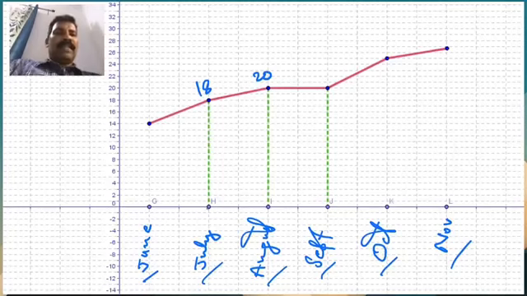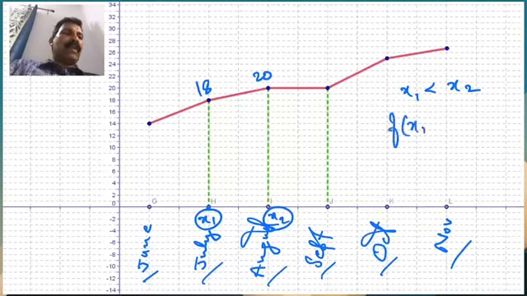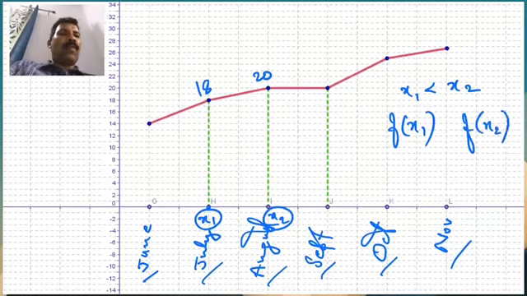So if you take this point as x1 and this as x2, which are the 2 points in the domain of the function where x1 is less than x2, then here you can see f of x1, the mark scored in July, and f of x2, the mark scored in August, will satisfy f of x1 less than or equal to f of x2. Why the less than or equal to?